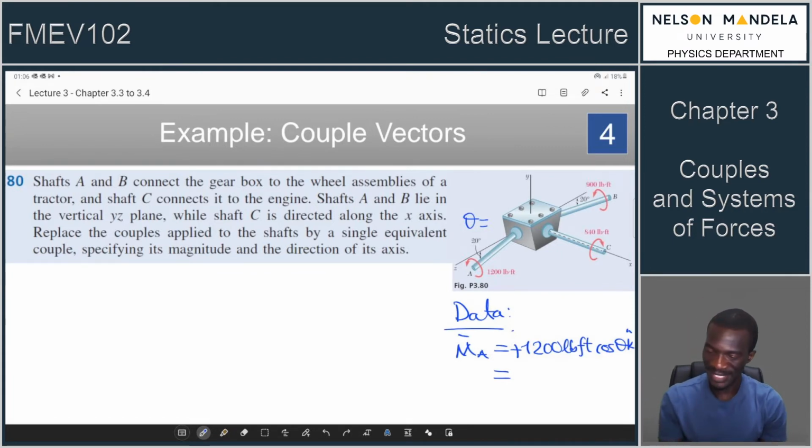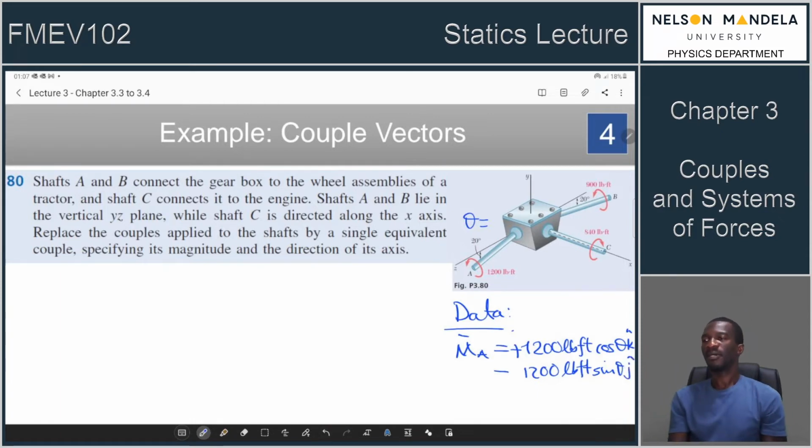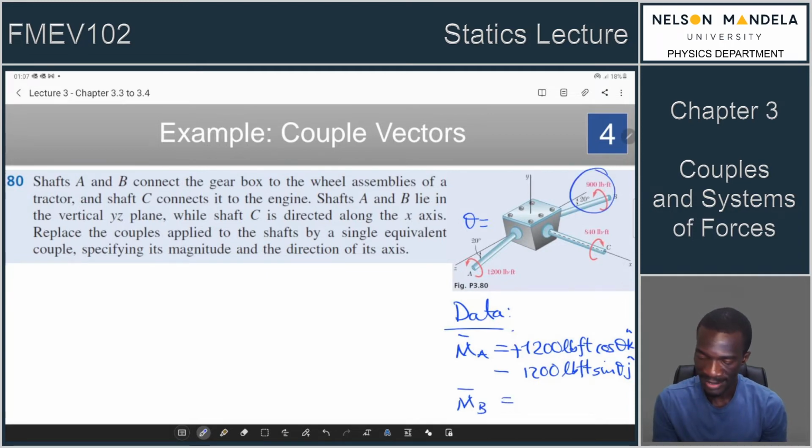So in the end, you have a minus 1200 foot-pounds, and then multiplied by sine 20, let's just call that theta, in the j. Sine theta in the j. So using the same method, you can then find your MB, and then you find it using that magnitude 900.